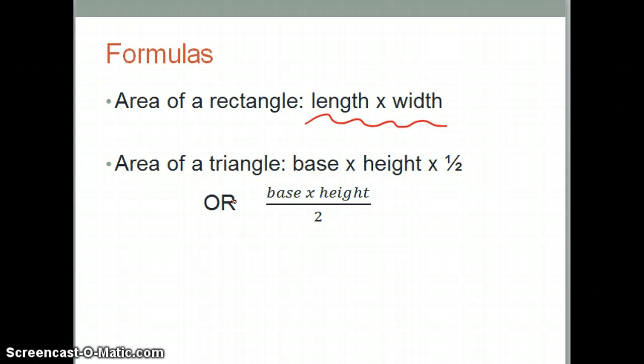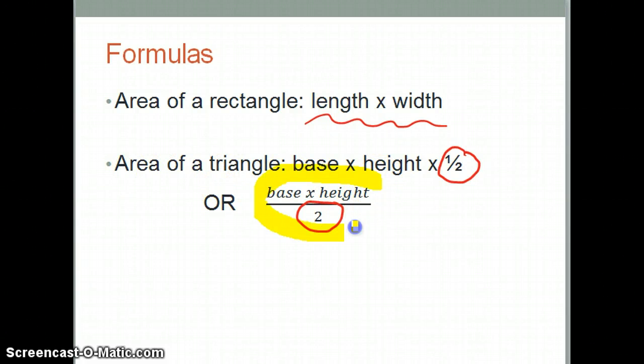So when we're talking about a triangle, you can do base times height times a half, so take a half of that, or you can do base times height divided by 2. The fact that we have times a half or we're dividing by 2 gets us the same answer, because if I do 4 times a half, well, a half of 4 is 2. Or if I do 4 divided by 2, I get 2. Either way, you can see I still end up with that same number, but it's just two different ways to do it. I do not care which way you choose to do it.